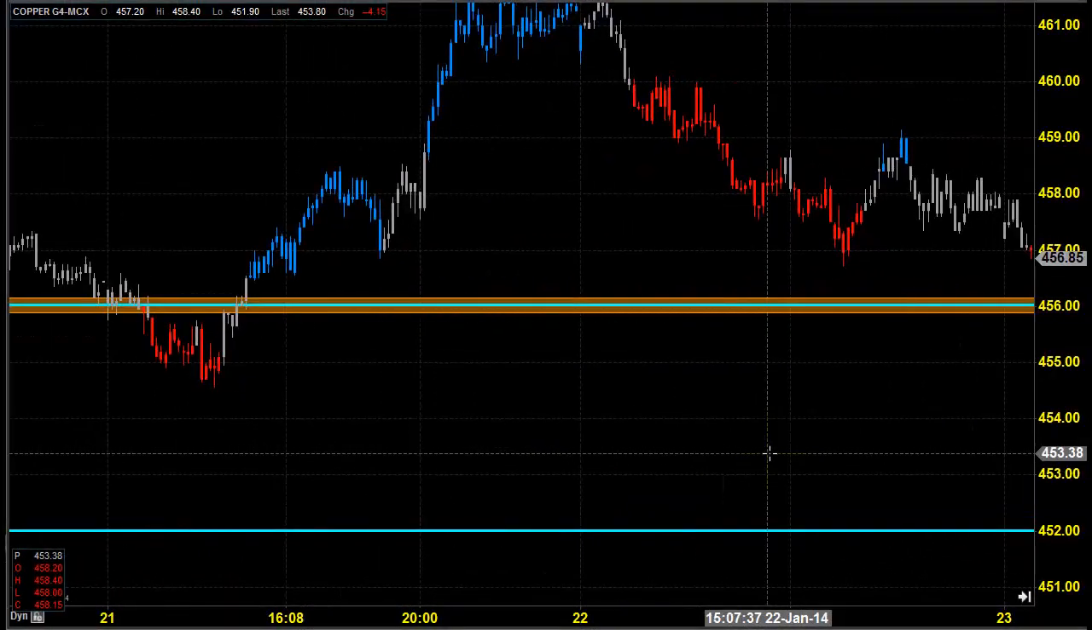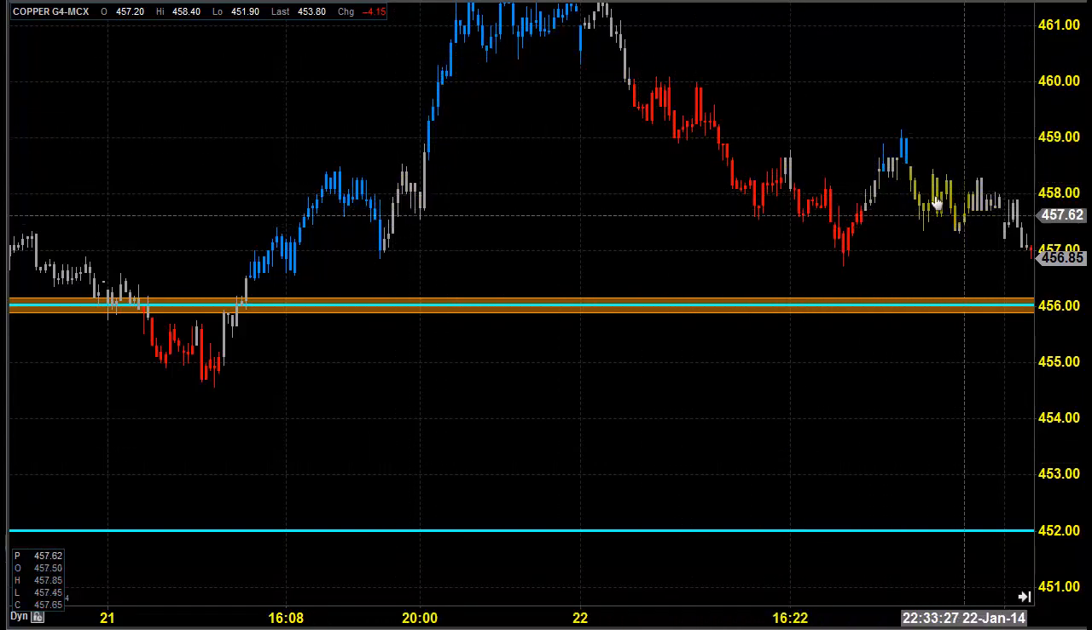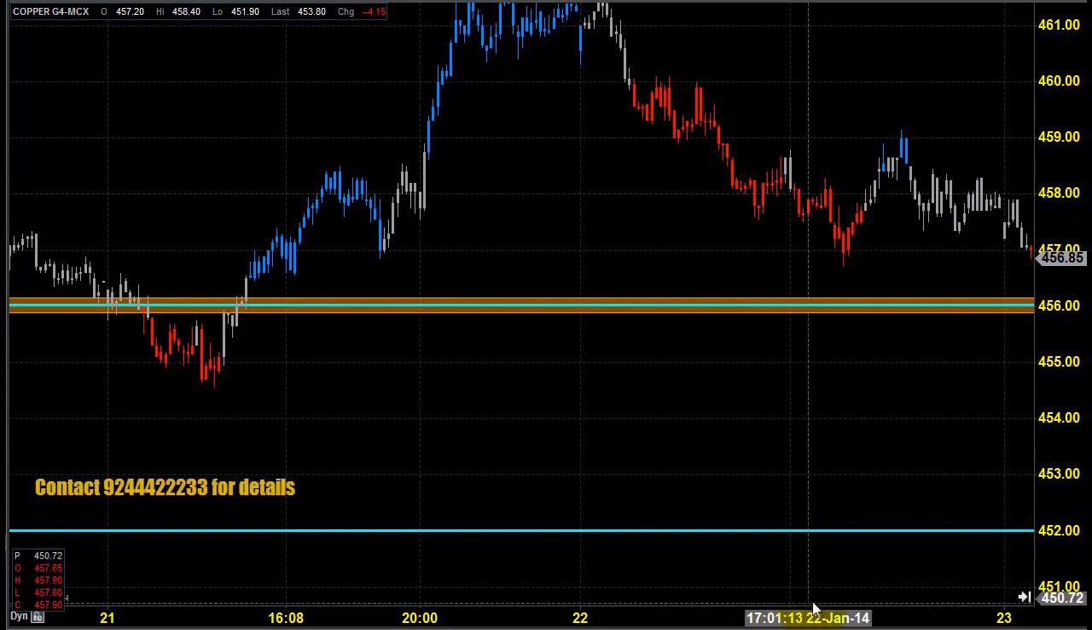In this video presentation, we are going to see how we can trade in MCX copper market today. Before looking into that, let's see what happened yesterday and what we expected yesterday. The chart which you are seeing is the Goodwill Commodities charting tool. Whenever I place the cursor on any particular candlestick, you can see the date and time below.